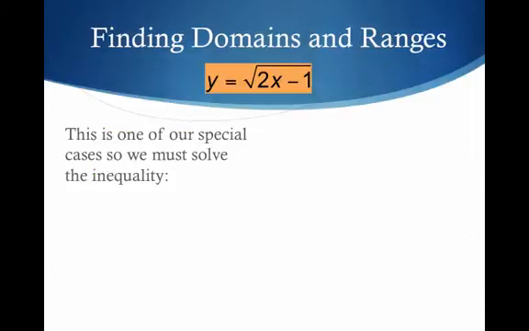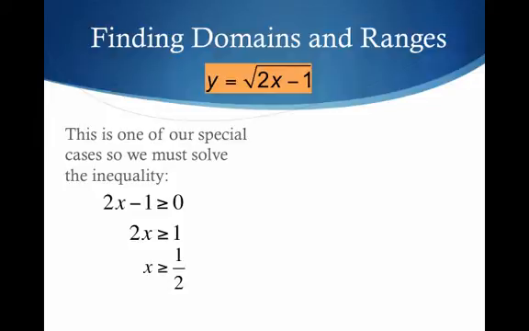What about this one? Well, here we see a square root with x under the radical. So we need to solve the inequality. We need to take what's inside, the 2x minus 1, and we need to solve greater than or equal to 0. You guys, this is one of those easy inequalities, right? How do we solve this? Well, add 1 to both sides, divide both sides by 2, and we get x greater than or equal to 1/2. This is our domain.